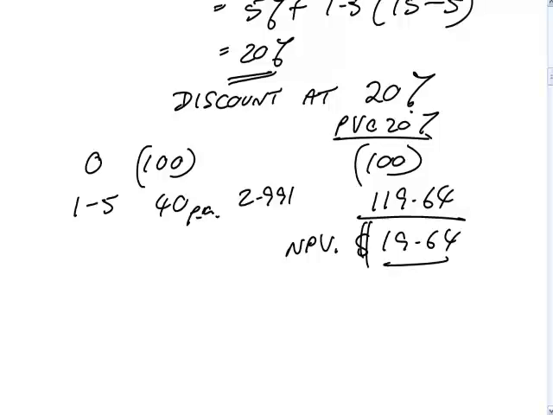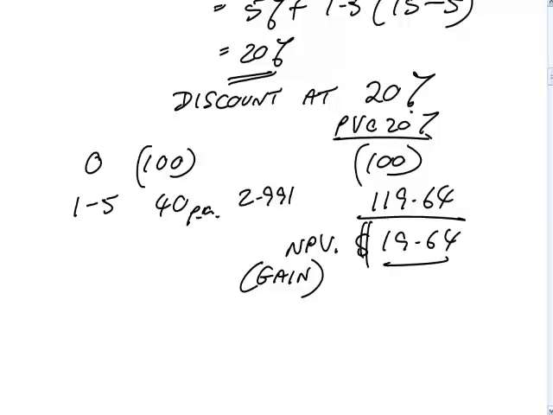Positive accept, negative reject. And in fact, we do actually say this is a gain to the shareholders. It gave 119, we only paid 100. There's a gain to shareholders of 19.64. All right?